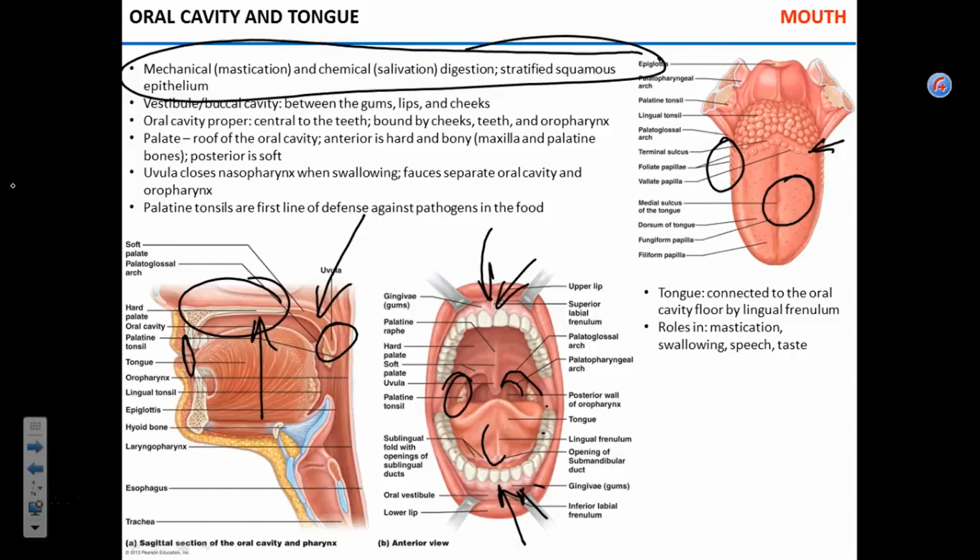Sour. Until we discovered lactic fermentation, it was the sign that food went bad, really. We shouldn't eat it. It turned out not that much. But bitter, poison. Umami, steak, cheese, protein-rich foods.